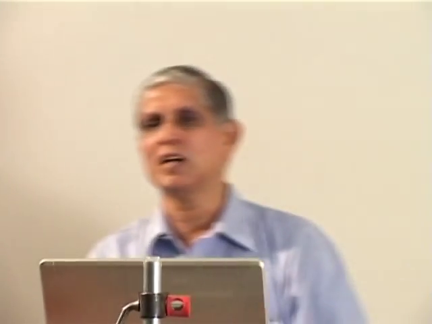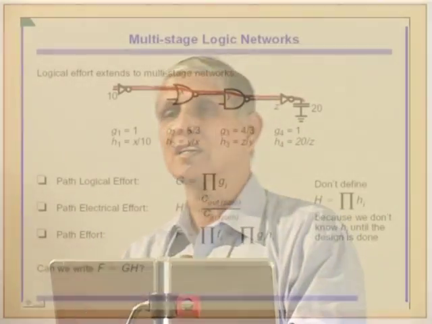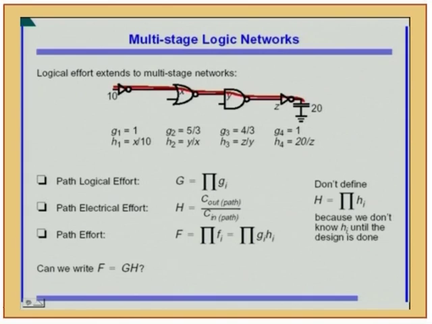Okay, the idea is, given an input and output, and if there are delays in between along the path, what sizing I should do. That's the idea. So I say path logical effort is the product of all logical efforts along the path, the multiplication of all G's: G1, G2, G3, G4. The path electrical effort is the output C divided by input C.